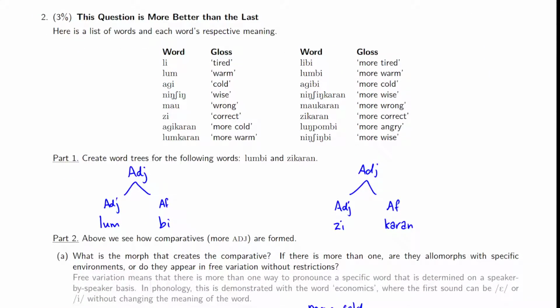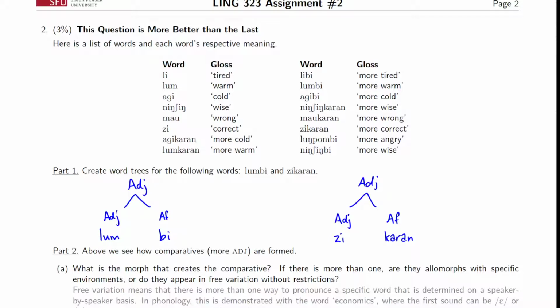Question 2 gives you a data set and asks you to analyze it. So this is looking at the comparative form of adjectives. So the first thing to do is to draw word trees for lumbi and zikaran. So if we find lum here, lum means warm, and lumbi means more warm. So we just have to note that lum is an adjective, b is an affix, and these join together to make an adjective. Same with zikaran.